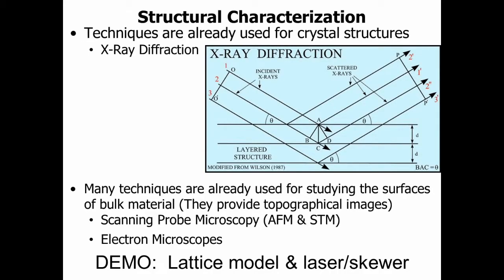So first, let's talk a little bit about X-ray diffraction. This is something that's used for crystalline structures. You can shoot X-rays at a sample from all different angles, and depending on how those X-rays are scattered, that tells you about how the atoms are arranged. There are also lots of techniques already being used for the surfaces of materials, like electron microscopes and scanning probe microscopes.